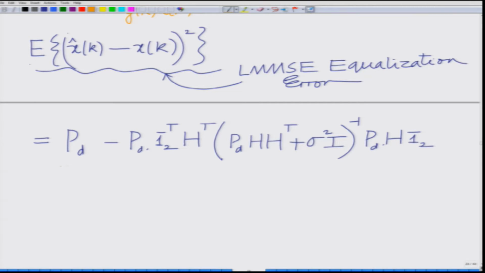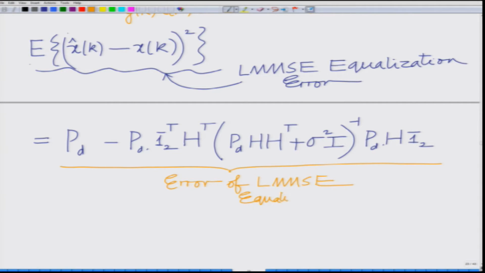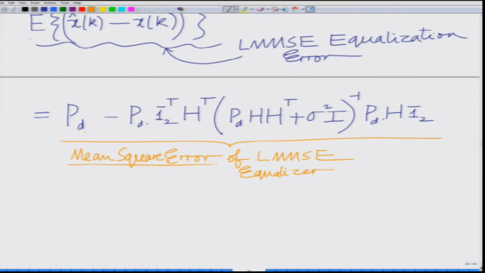This is the expression for the error of the LMMSE equalizer, or rather the mean square error. That is, P_D minus P_D 1 bar 2 transpose H transpose into P_D H H transpose plus sigma square I inverse into P_D H into 1 bar 2. So that is the error of the LMMSE equalizer. What we have done is basically two things: we have derived the LMMSE equalizer and also the corresponding error for the LMMSE equalizer.